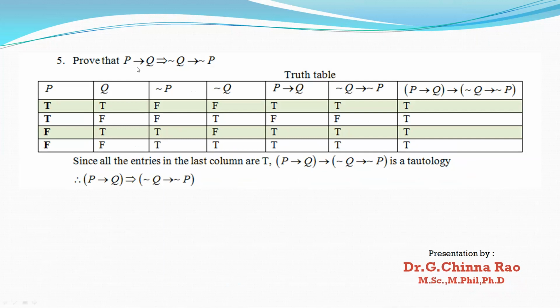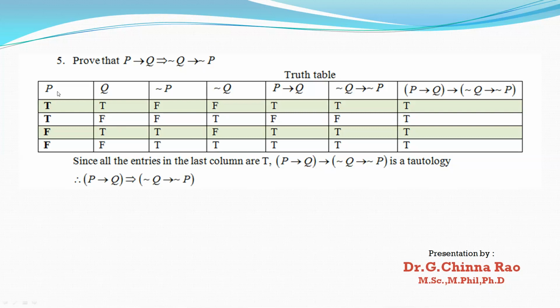So, to prove this, P conditional Q conditional of negation Q conditional negation P must be a tautology. If it is a tautology, then we say that P conditional Q tautologically implies negation Q conditional negation P. So here we observe that the compound proposition contains two variables. So in two variables we have two squared combinations, that is four combinations.